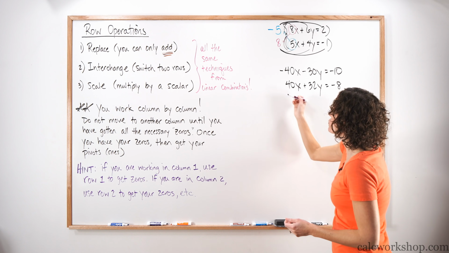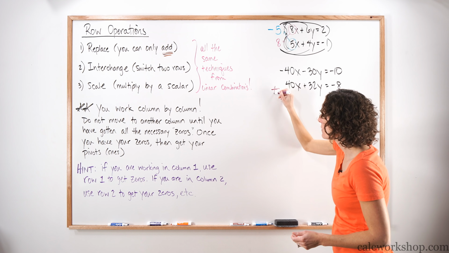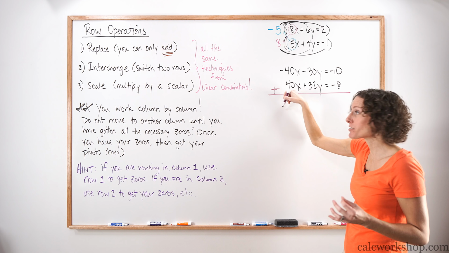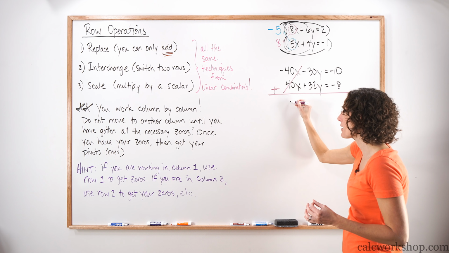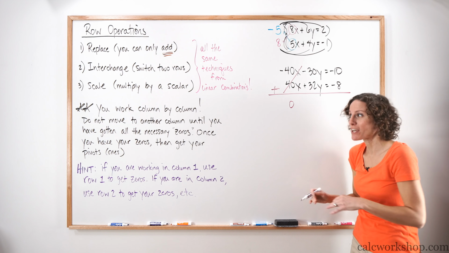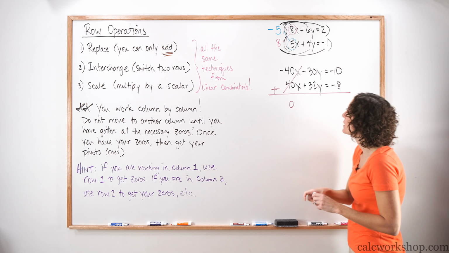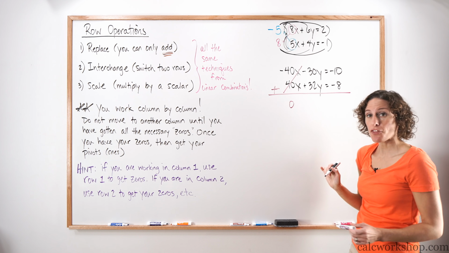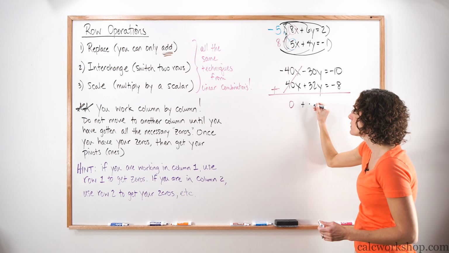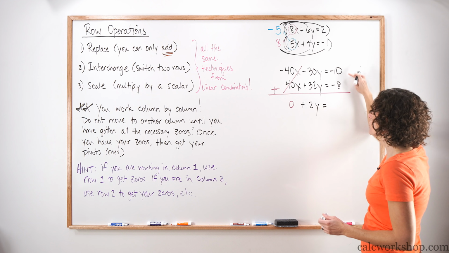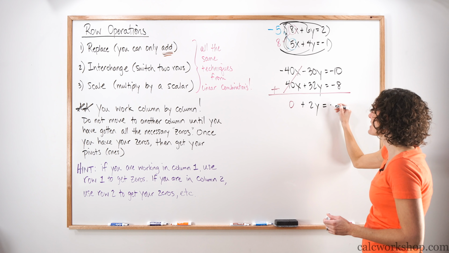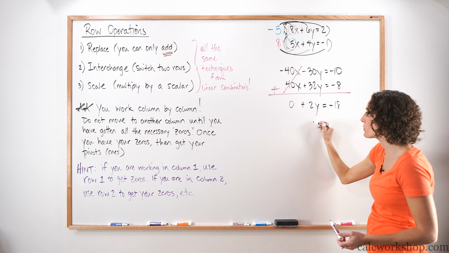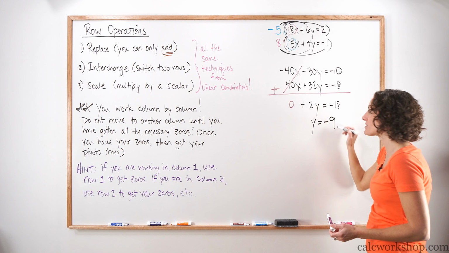So now we're going to add them because that's how we can replace. We're going to add these two equations up. -40x and a positive 40x got eliminated. It made a 0, which is what we want. Again, we're looking for our zeros. If we add those up, we've got -30y plus 32y, which is plus 2y, equals -10 and -8, which make -18. Well, now we've got 2y equals -18. If we divide by 2, y equals -9.